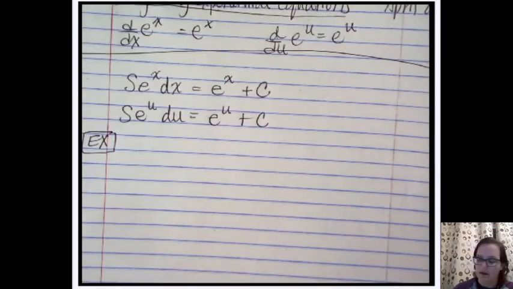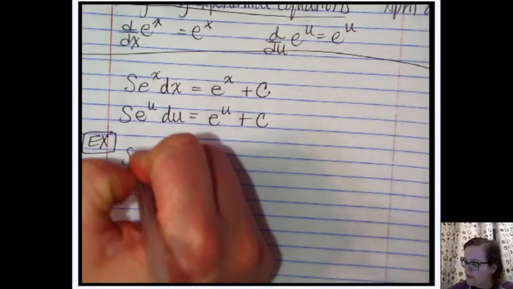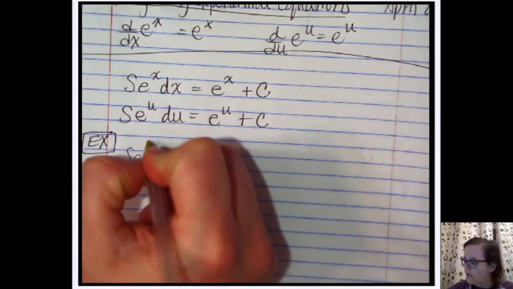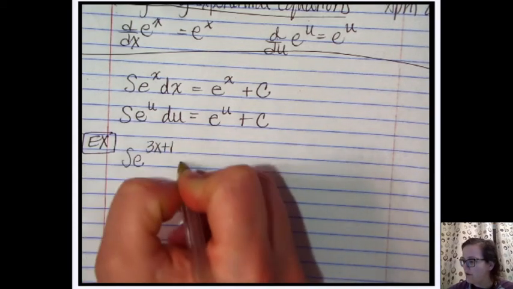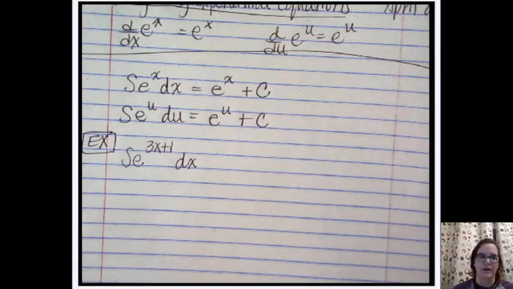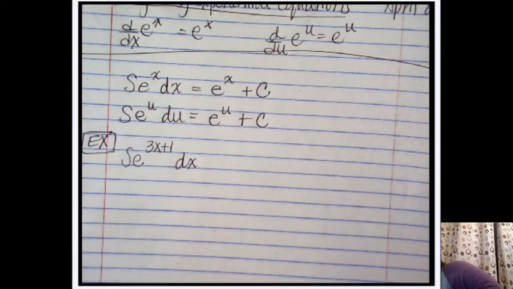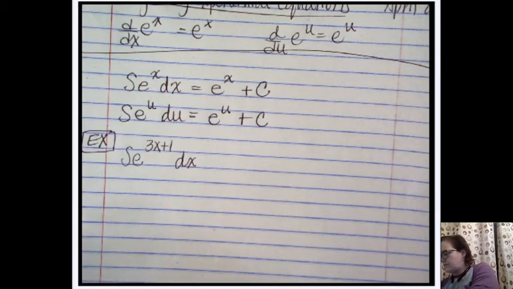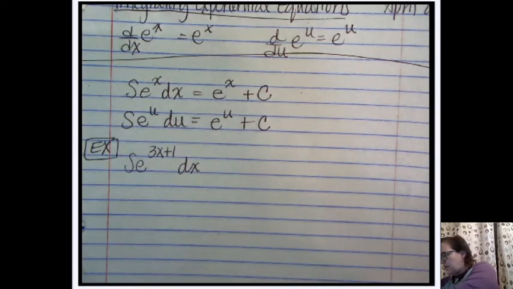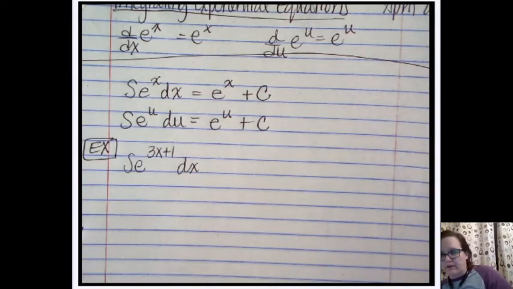So let's take the integral of e to the 3x plus 1 dx, and we want to integrate that. I forgot my highlighter again. Give me just a second. I will be prepared one of these days.